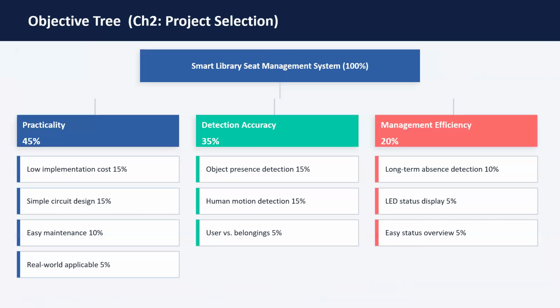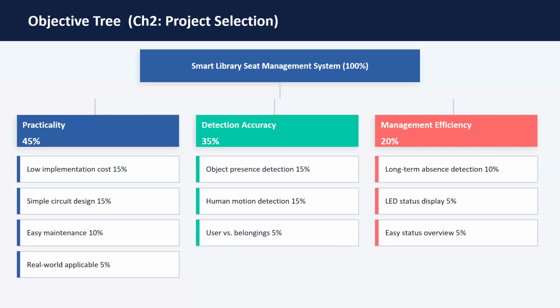Our objective tree was created to establish both quantitative and qualitative goals for the system we aim to design. We identified three major criteria. First, practicality. We wanted the system to be widely implemented in real university libraries. It needed to be low cost, have a simple and reliable circuit design with fewer chances of failure, and allow easy maintenance.